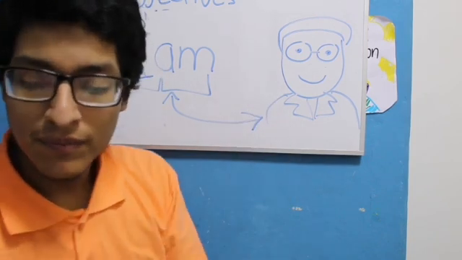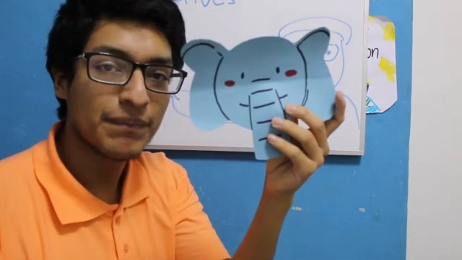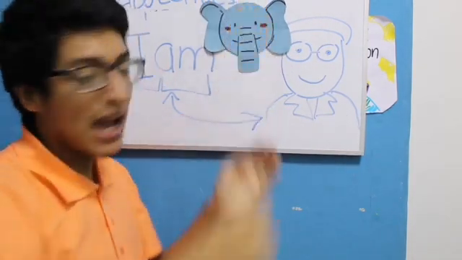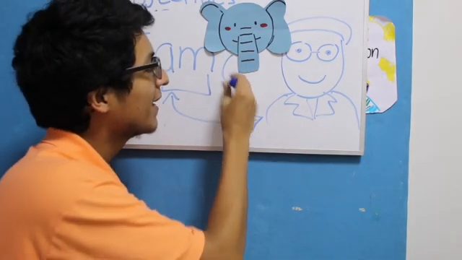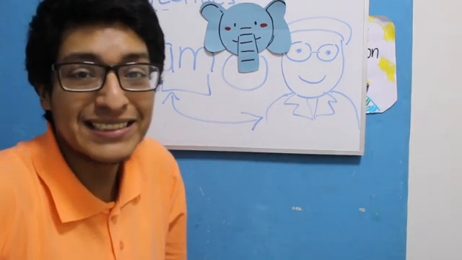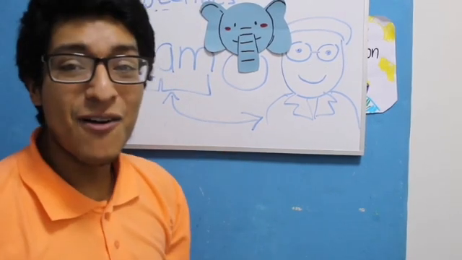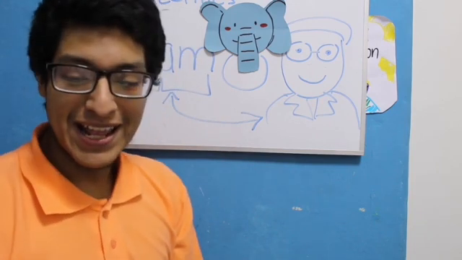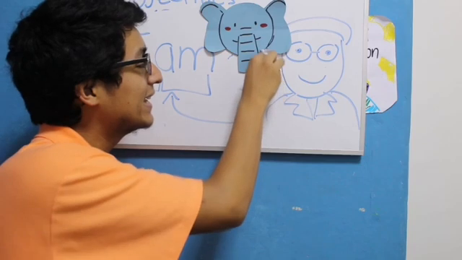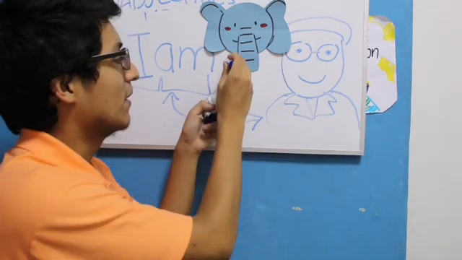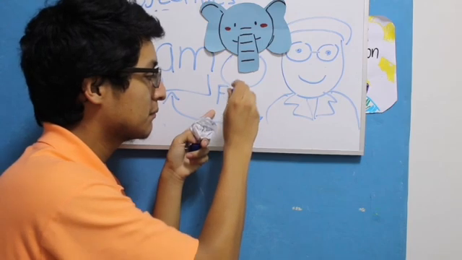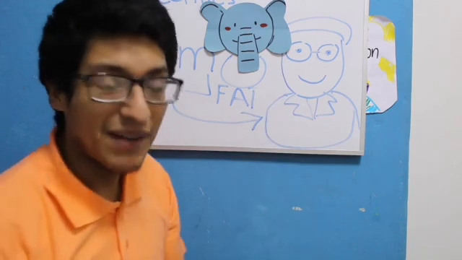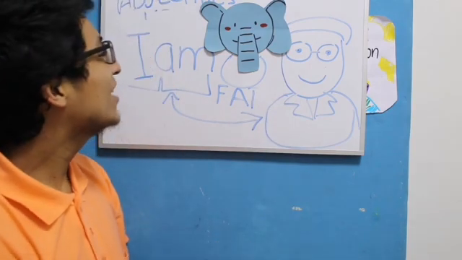So what about this one? I am what? Yeah, it's the same example. I am fat. Yes, I am fat. That's a good example. It means that I am like this, like a ball. I am fat. Like this. Nice job. Good example.